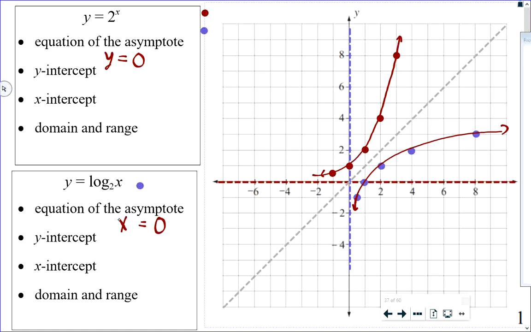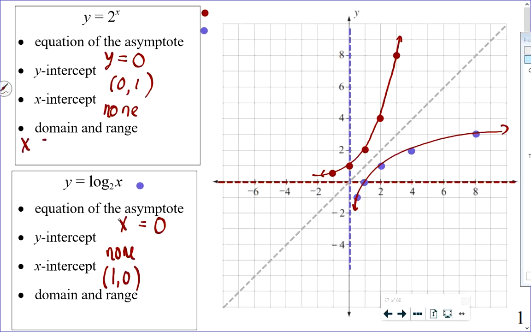So when we look at the exponential function, the y-intercept is y equals 1. I better put it as (0, 1). When we look at the logarithmic, there is no y-intercept. When we look at the exponential, there is no x-intercept, which explains why there's no y-intercept on the inverse. The x-intercept, though, on the logarithmic is at (1, 0).